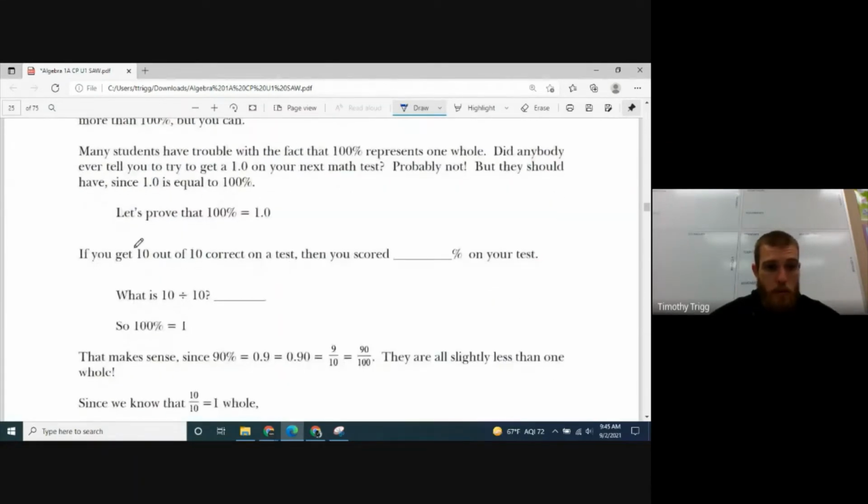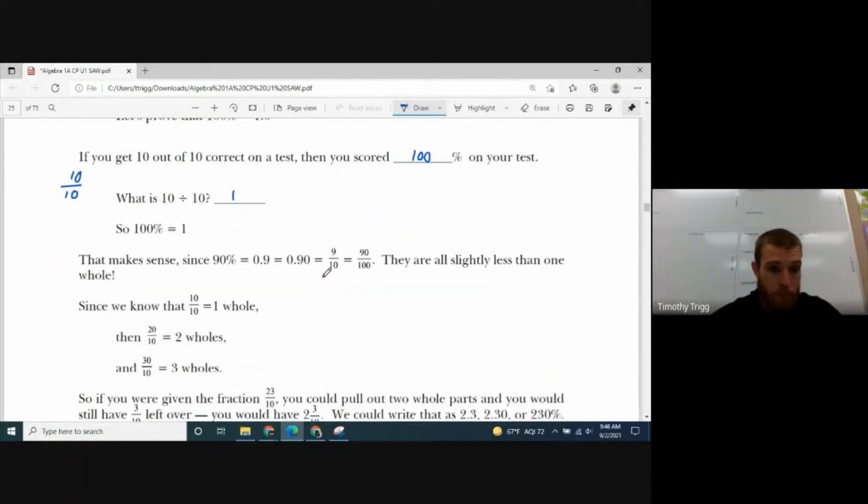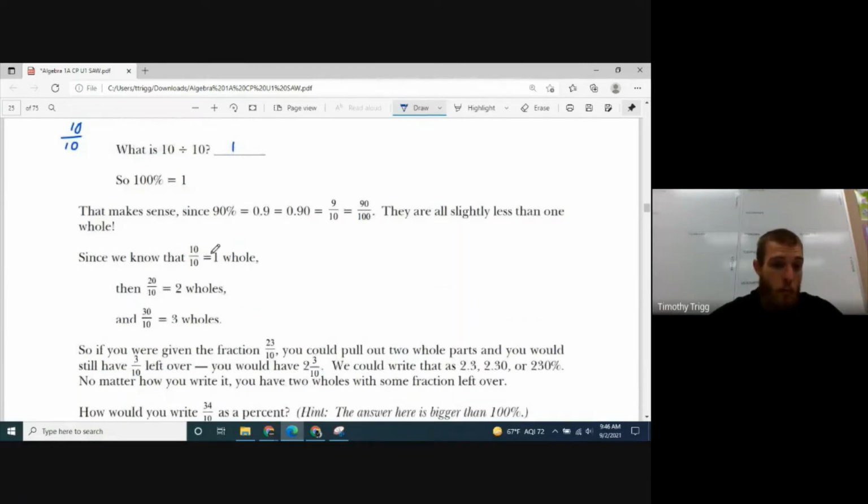Now, if you get 10 out of 10 correct on a test, you scored 100%, right? Because you got all of them right. If you got 10 out of 10, that's 100% on your test. So 10 out of 10 as a fraction is 10 over 10. Well, that's the same as saying 10 divided by 10, isn't it? When you think about a fraction, that's the same as saying division. So 10 divided by 10 is 1. So 10 out of 10 is both 100% and 1. In other words, 100% is 1.